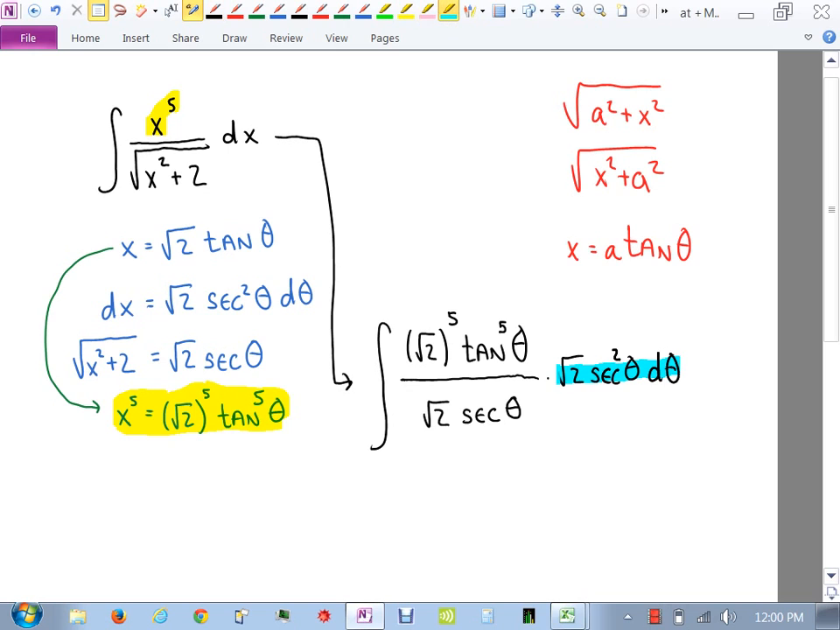So a quick matching here. This is this. This was this top one here. This was this. One of the secants is going to go.